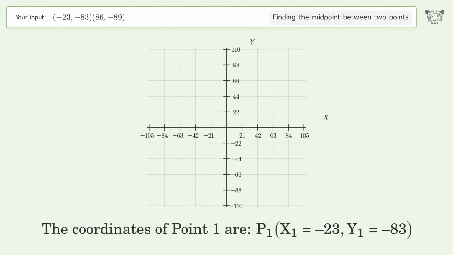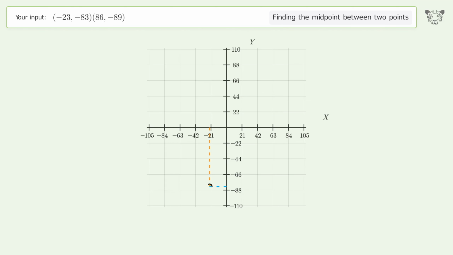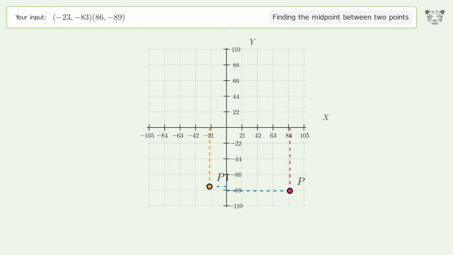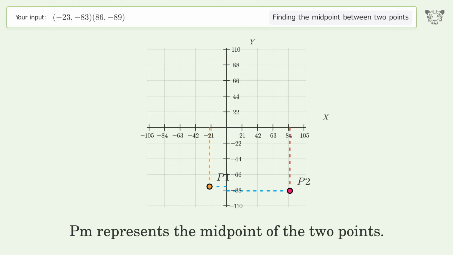The coordinates of point 1 are x1 equals negative 23, y1 equals negative 83. The coordinates of point 2 are x2 equals 86, y2 equals negative 89. PM represents the midpoint of the 2 points.